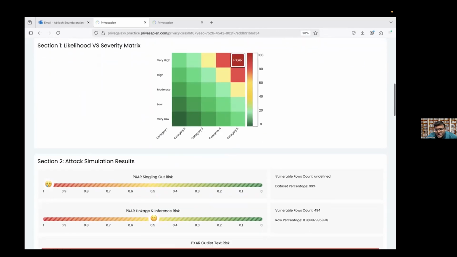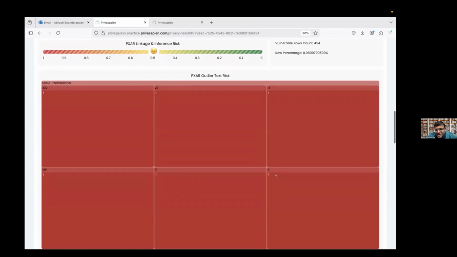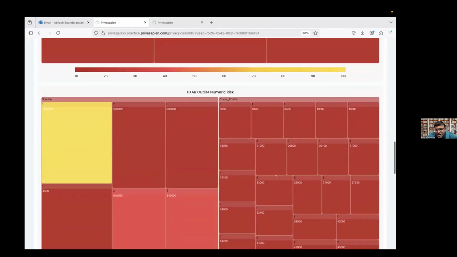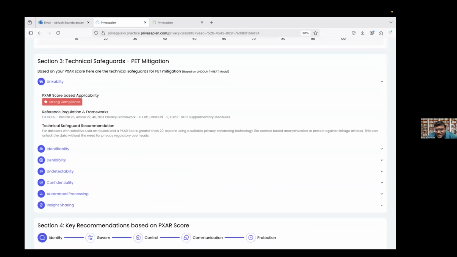Then it also does attack simulations on data, like singling out attack, linkage attack, and inference attack, and tells you how much risk is present in the data. Not just that, based on that, it also links to what technical and regulatory requirements are connected to a clause in a regulation. Let's say GDPR Recital 26, which speaks about anonymization and the differentiation from pseudonymization, and at what point data becomes exempt from the regulation. And then what does the NIST framework provide?